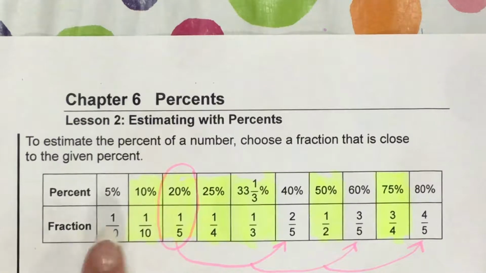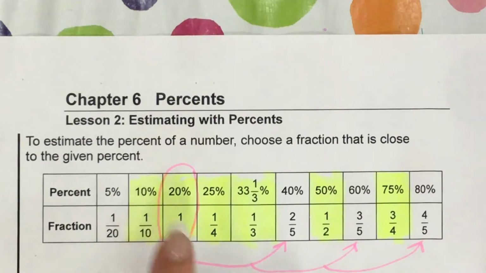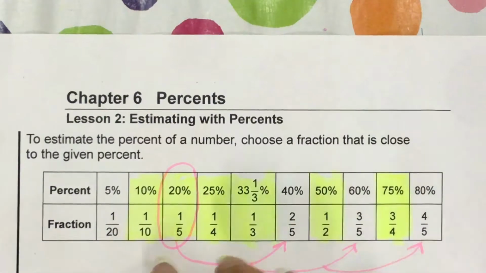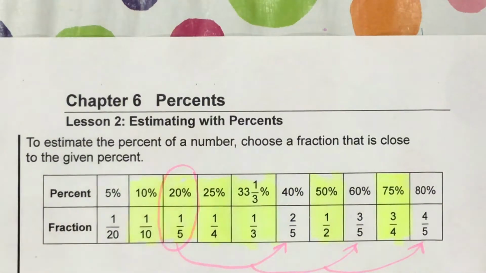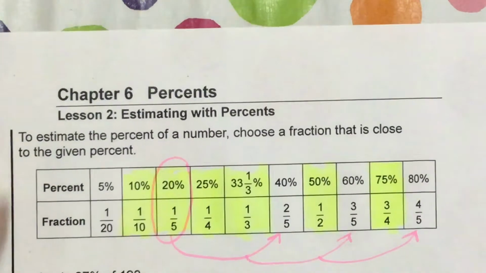5% is 1/20th as well. That's a good one. But these ones are the priority to memorize. If you want to make life easier, memorize them all. Okay, so let's go ahead and look at an example of how this is applied.